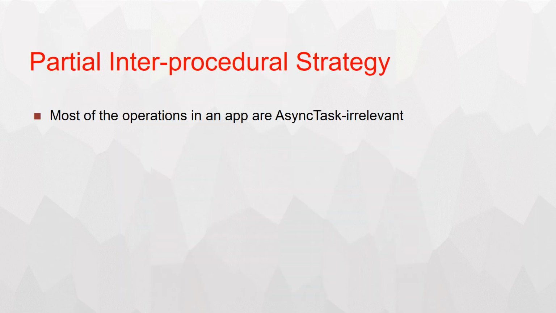This strategy is based on an assumption. Most of the operations in apps are async task irrelevant. That's easy to understand. Developers write apps for a specific purpose, and they just use async components to help them. Async Checker is path sensitive. If we unfold all invoked methods, there will be many redundant paths.